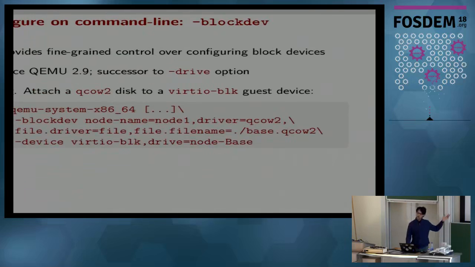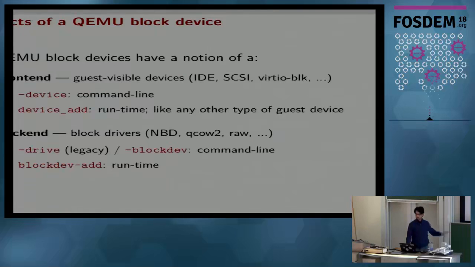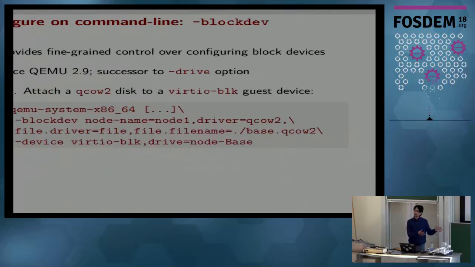That was configuring on the command line. So that's the notion of the block device. Now we see quickly what it looks like on the command line to configure a block device. It's fairly boring. Usually projects like libvirt will automate this away, but you can see the complexity to get a sense of that. Here you're just attaching a QCOW2 disk to a virtio block guest device.